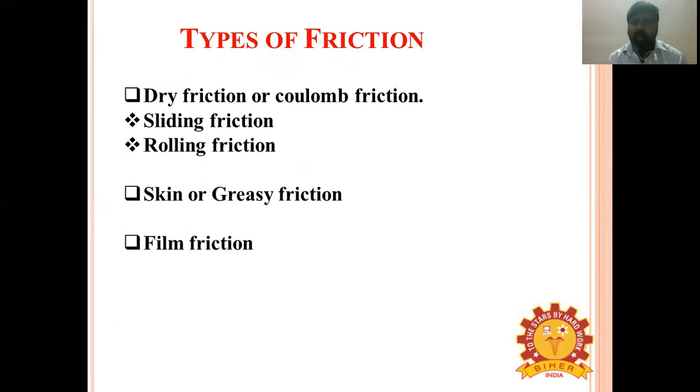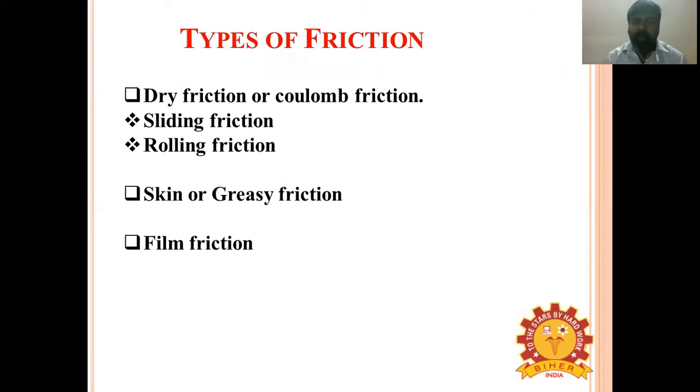These are the types of friction. Before going to the types of friction, we should know the types of surfaces. There are three possible states of surfaces. One is the dry surface. The second is the greasy or partially lubricated surface. The third is the completely lubricated or film lubricated surface. These are the important types of surfaces.